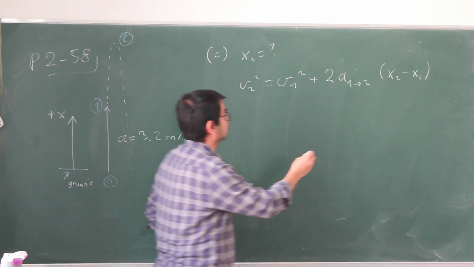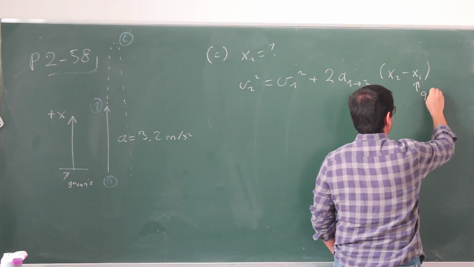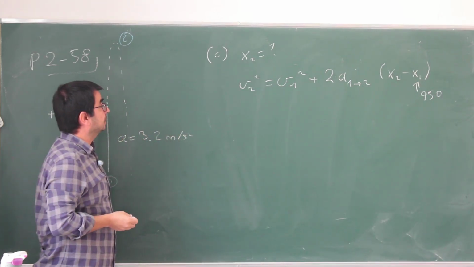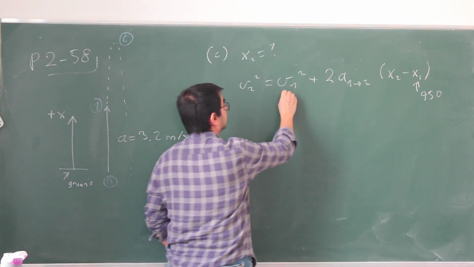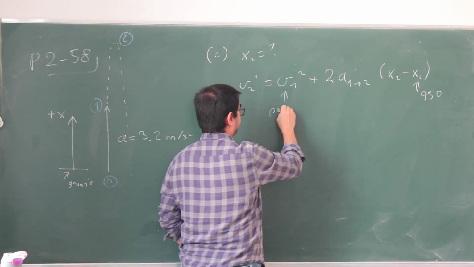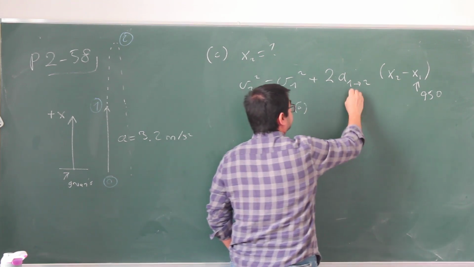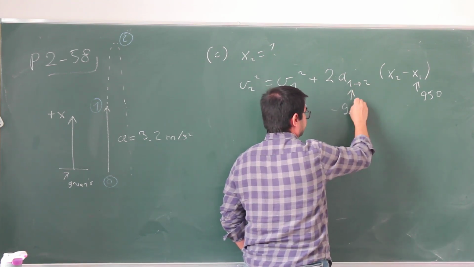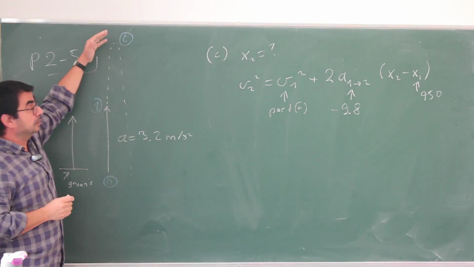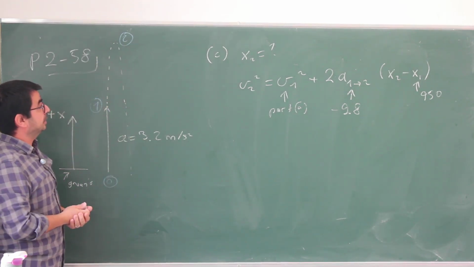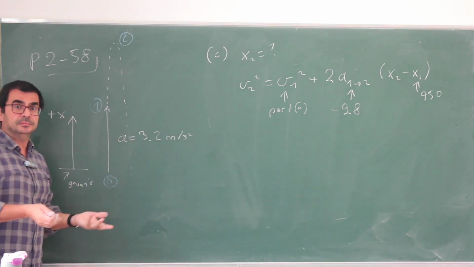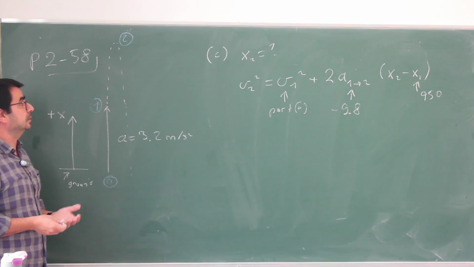So x1 is, again, 950. Or you can just solve for delta x and add it to 950 later. v1 is something we calculated in part A, so this is from part A. This one is minus 9.8. Now we are in this phase, we are in free fall, so our acceleration is minus 9.8 meters per second squared. What about v2?